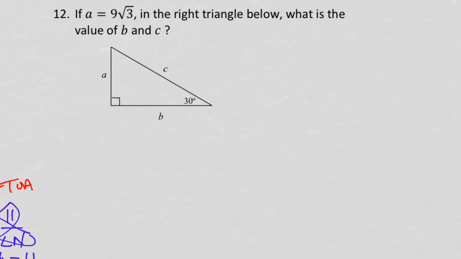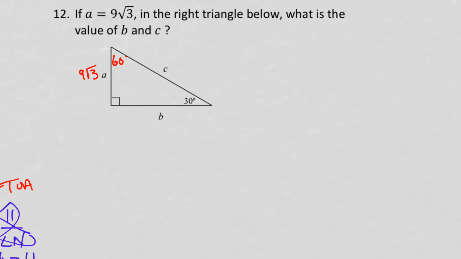Number 12. If a equals 9 radical 3, so let me go ahead and put that right away here on a. So it's 9 radical 3. In the right triangle below, what are the values of b and c? So I'm missing these 2 additional sides. So again, in this example, if I look at it carefully, I could choose to use SOHCAHTOA, but if I recognize this right triangle, this is a 30, so this has to be a 60. This is going to be a 30, 60, 90 triangle. And so it's a special right triangle.